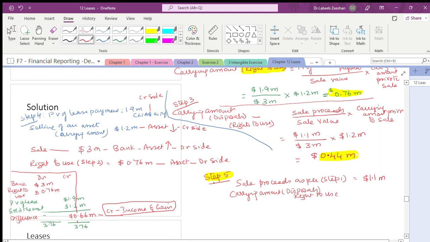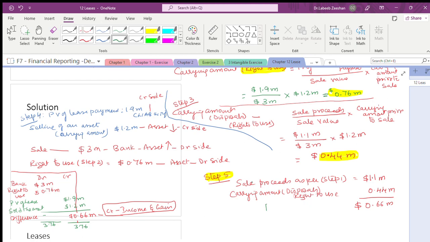We have to remove that. Is it right? How much you have to remove? 0.44 million. What is the difference you will get? 0.66 million. Is it right? This is nothing but profit on disposal.